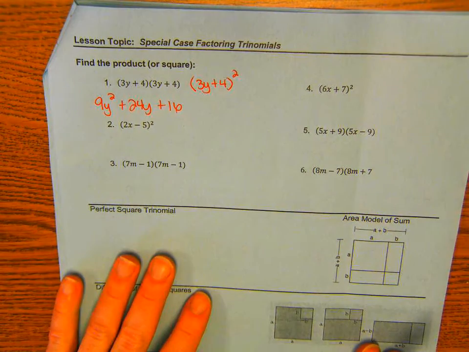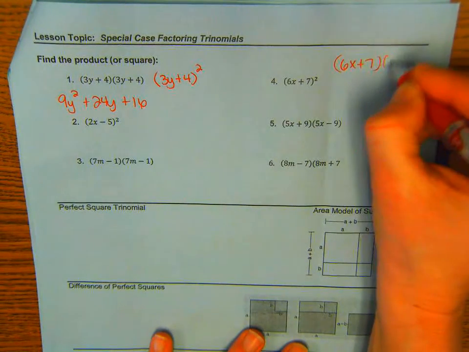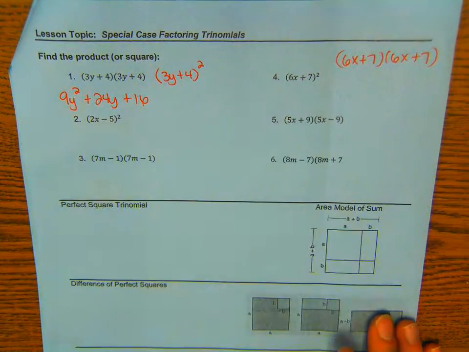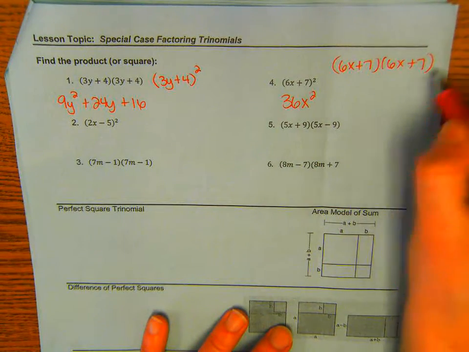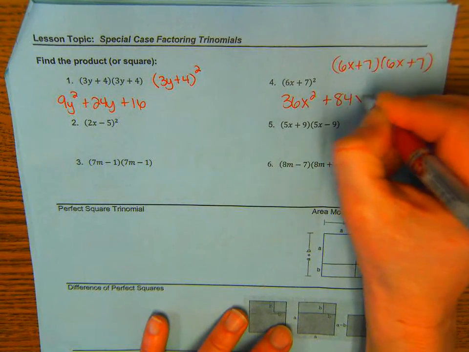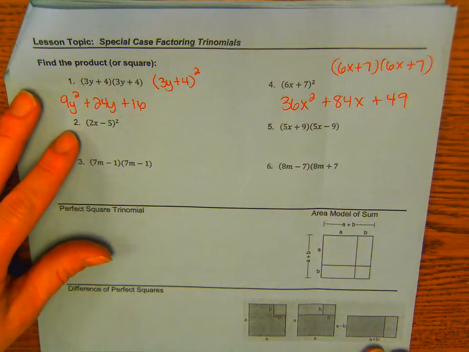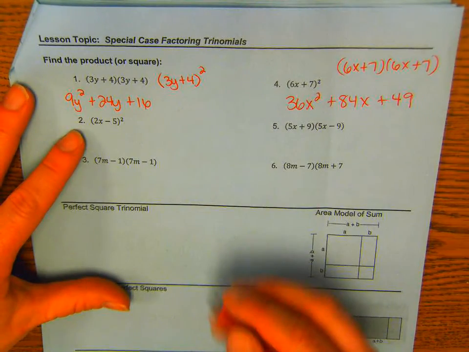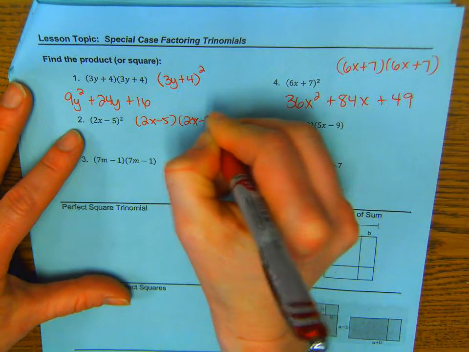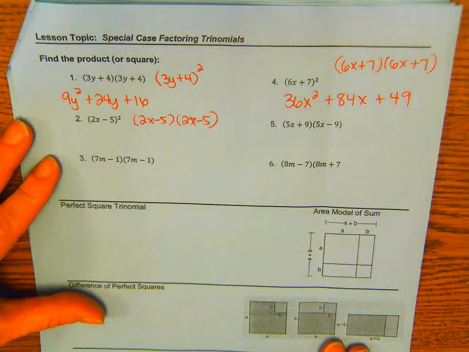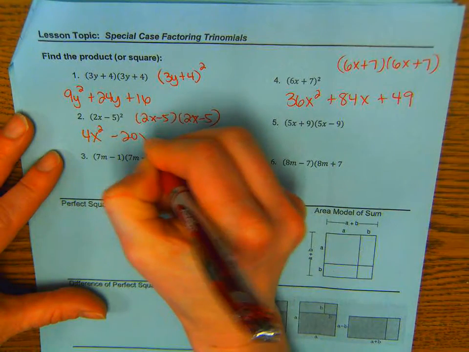Number 4, 6x plus 7 squared. Again, that's the same as this. What did we get? 36x squared. Good. 42x and 42x is plus 84x plus 49. Number 2. I guess I should go in order, huh? 2x minus 5 squared means 2x minus 5 times 2x minus 5. 4x squared minus 20x plus 25.